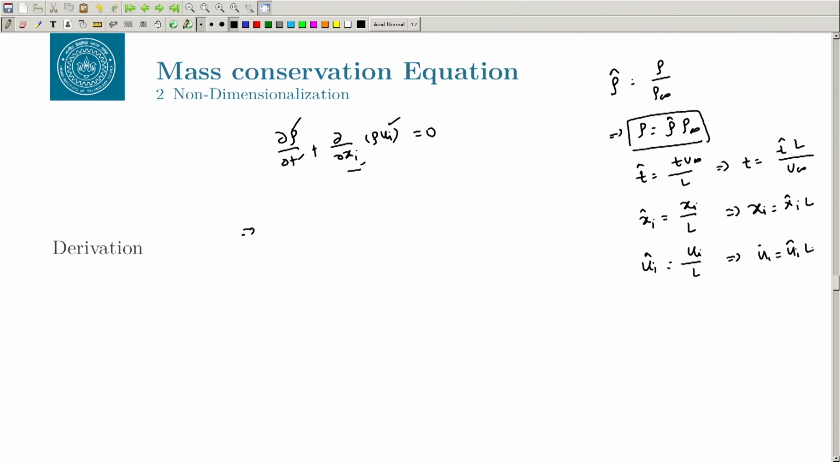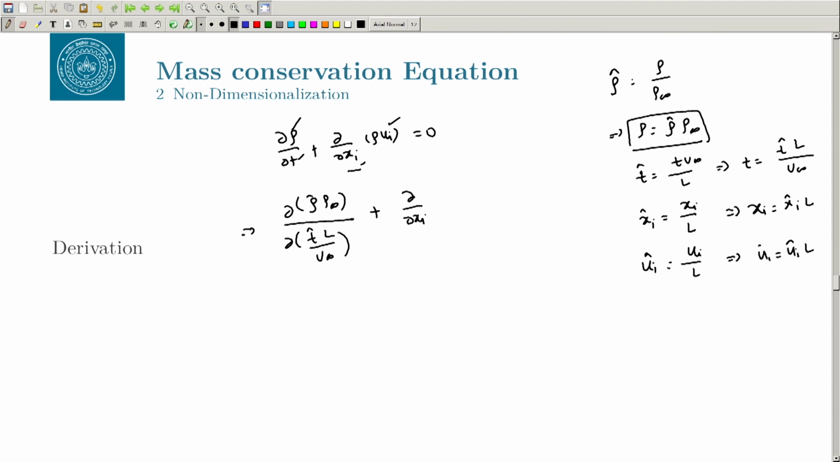Put all these things here: this is del rho hat rho infinity by del t hat L by u infinity, plus del by del x i. You can also write it in expanded form: del by del x of rho u, plus del by del y of rho v, and del by del z of rho w. You will have the same result.